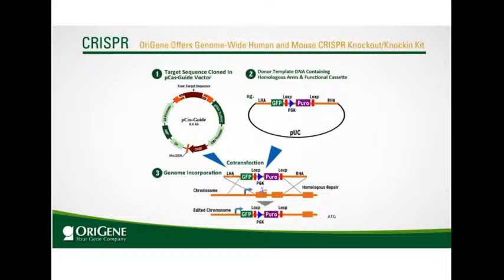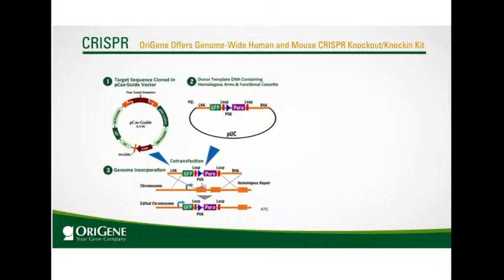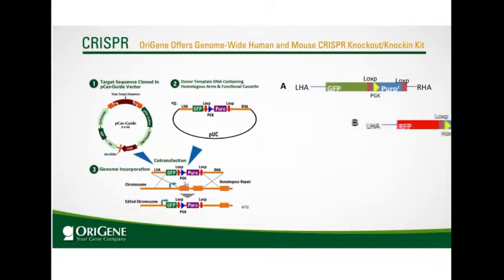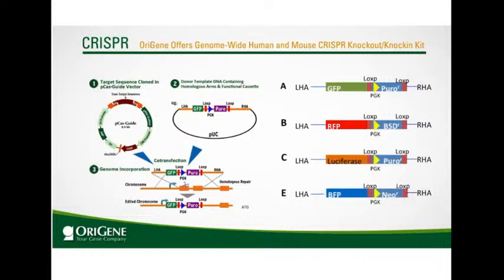Origene offers genome-wide human and mouse CRISPR knockout knock-in kits. These complete, ready-to-use kits can knock out almost any gene from the genome and knock in the GFP and puromycin cassette simultaneously. You can study the consequences of the gene disruption and potentially do a promoter study at the same time. Origene also has other functional cassettes to provide different fluorescent proteins, luciferase, or different selection markers.